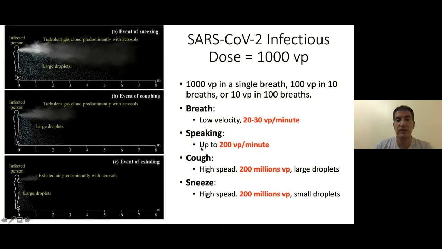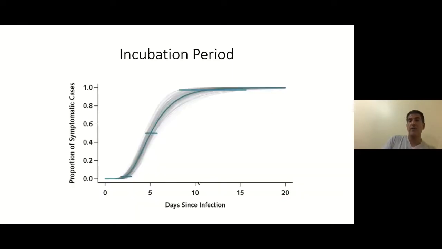And here you can see the difference between the different activities when you are facing a patient. Breathing and speaking, usually it's not that bad, but the worst thing is if the patient is coughing or sneezing, because they can produce over 200 million viral particles at high speed. So those are the activities you have to be aware of.